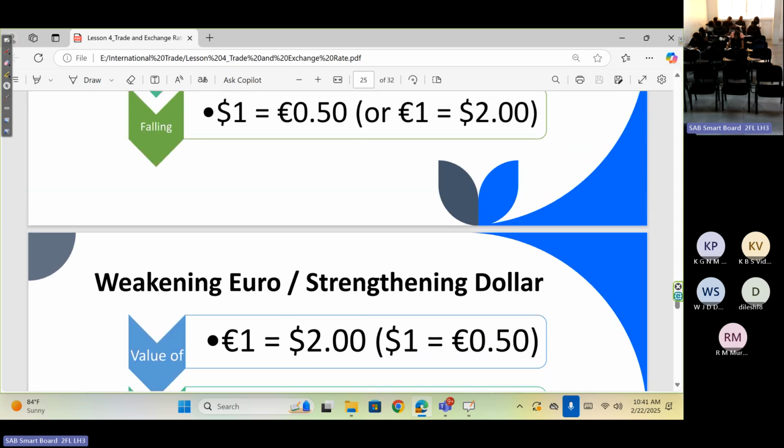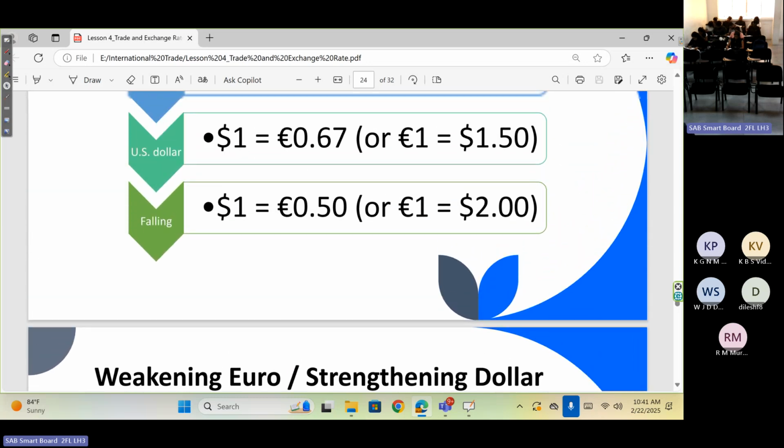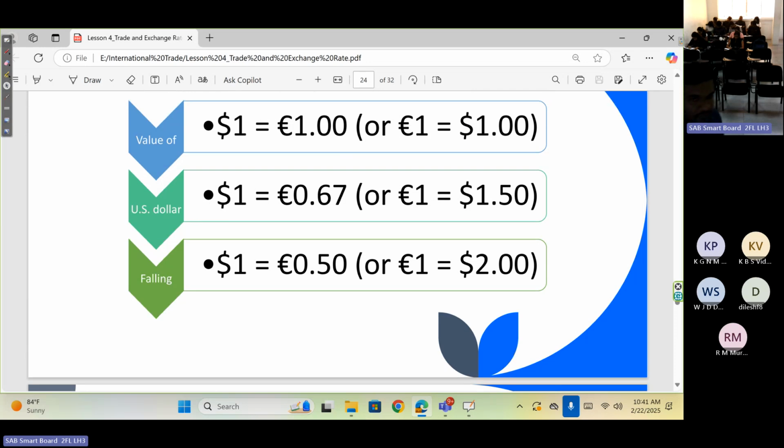One currency will be weakened or strengthened over another. One currency is exchanged. One currency is strengthened, and one currency is weakened or strengthened over another.